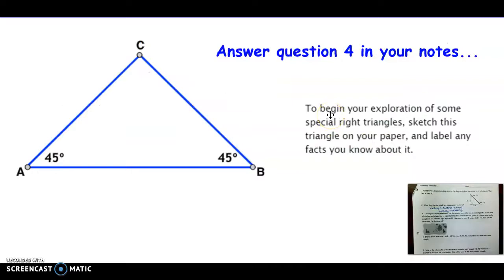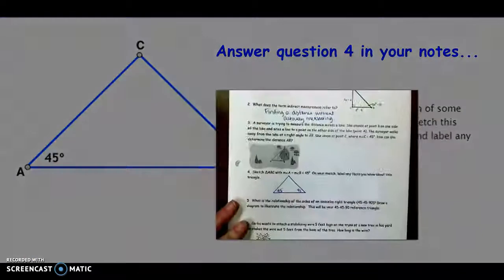So let's look at question 4 in your notes. You're going to sketch this triangle on your paper, and you're creating an isosceles triangle because both of these angles are 45 degrees. We know these sides are both congruent. I just want you to sketch this triangle and write down the information that you know to be true, and then come back and check this video out.